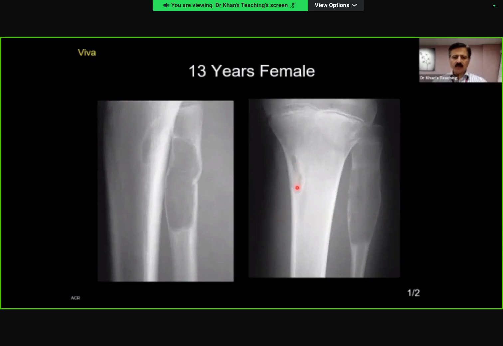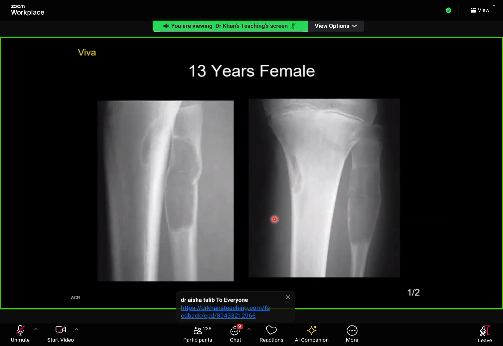Yeah, I think that's probably just projectional. It is a bit of sclerosis. So what is this lesion? Almost looks like a fibrous cortical defect to me. You are absolutely right. Now, we stop here. Well done. But why have you said that this is a simple bone cyst? What was your thinking process?